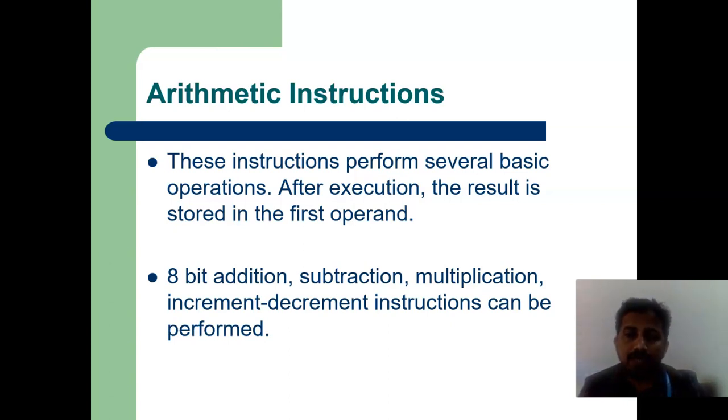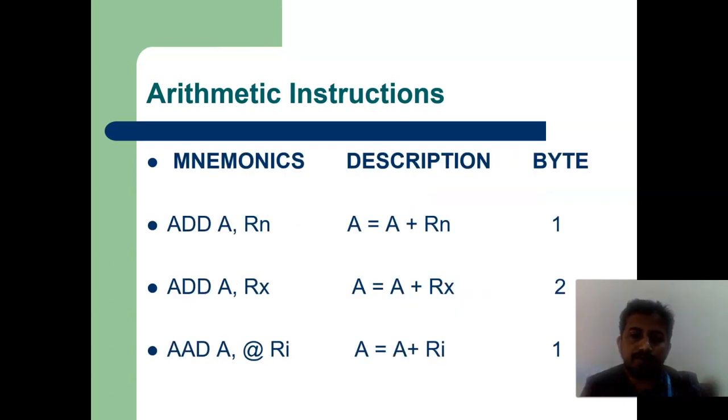Next, we will be having a category of arithmetic instructions. These are very common instructions. Already we have discussed them in your 8085 and 8086, so once again, this is a revision, so I'm moving very fast. In arithmetic instructions, we have addition, subtraction, multiplication, increment, and decrement that can be performed.